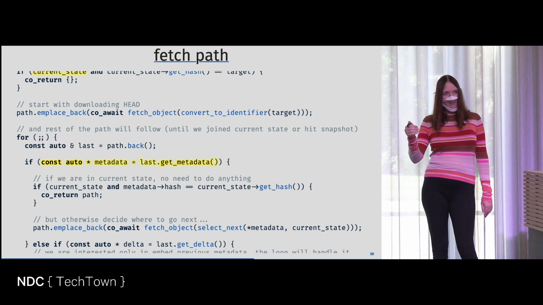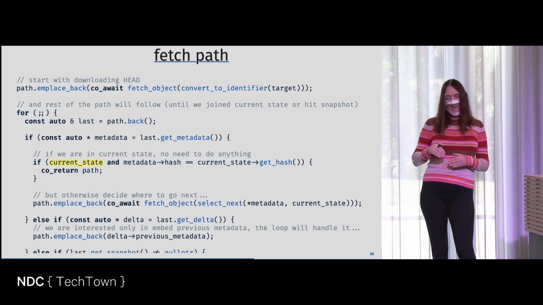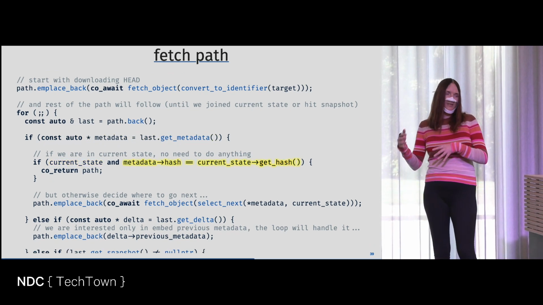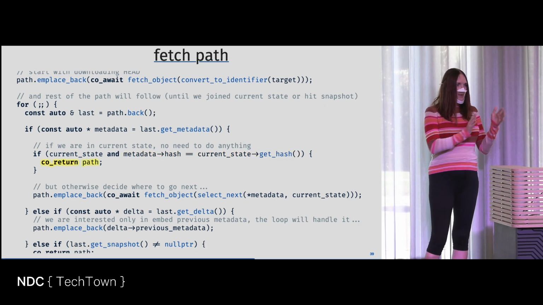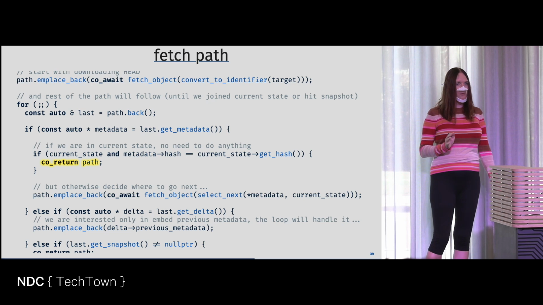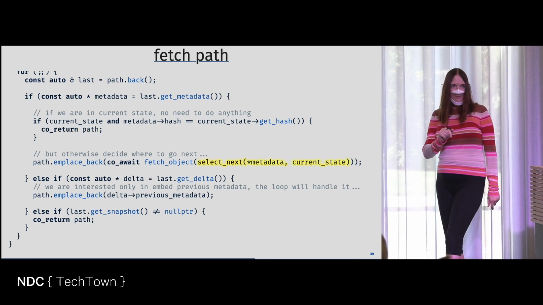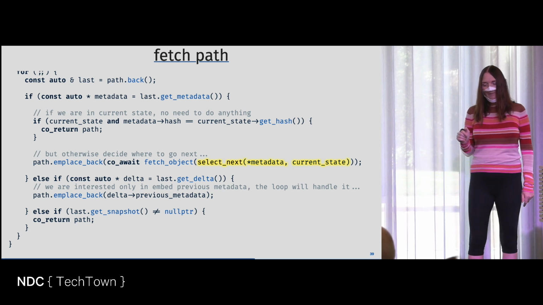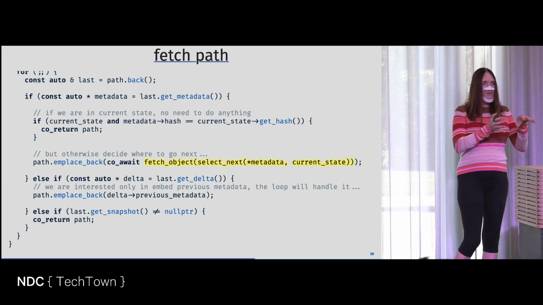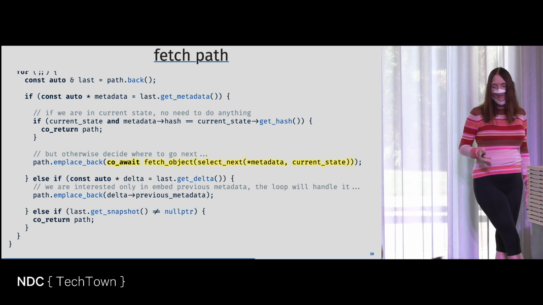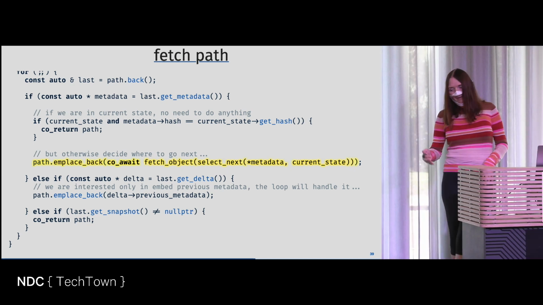And if it's a metadata, and you have the current state and the metadata hash are the same, you are finished because you already found the path to your state. But if not, you need to select next with the function I showed you before from the current metadata and current state. It will download the object, co_await on it, and place it back into the vector, and repeat.